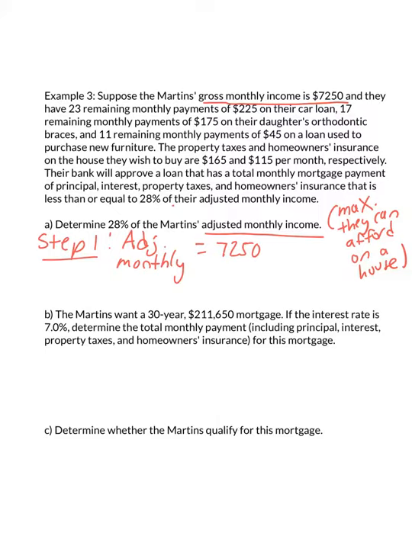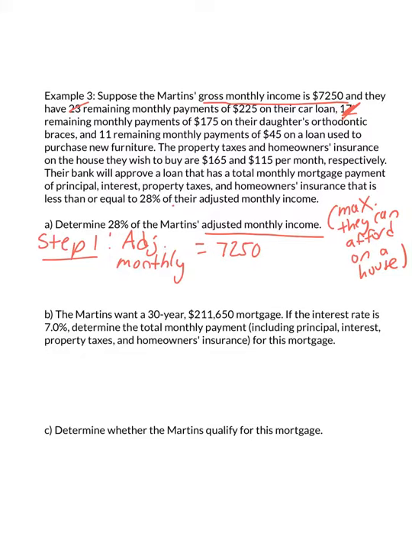And you would only consider payments where they have many months left to go. So that's why it's saying 23 remaining payments of this and 17 payments of that. But you're not actually going to use the numbers 23 or 17 in any calculation. It's just saying, okay, these are long-term loans and you got a lot of payments left on them.